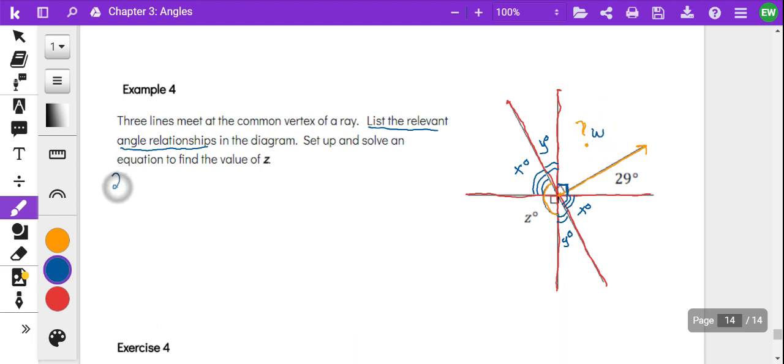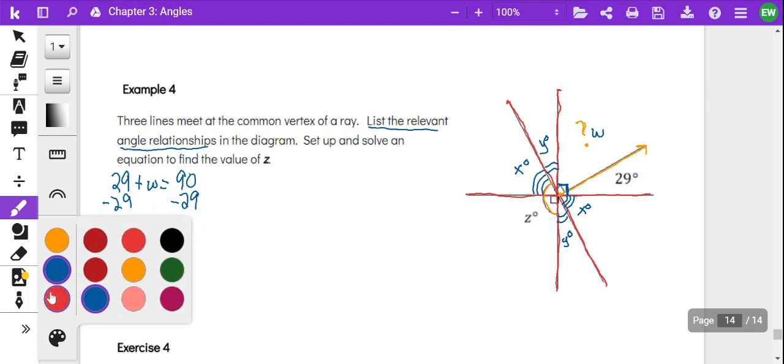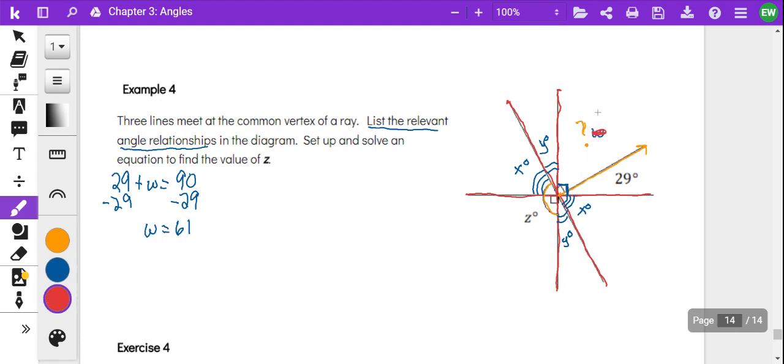Okay, so 29 plus W equals 90. So subtract 29 from both sides. W equals 61, which is amazing. So I'm going to cross out the W, and I'm going to write 61 degrees. So this is basically, we're just going through and trying to find angle measures, okay? So what is my next one?